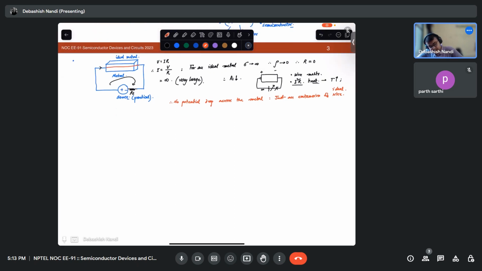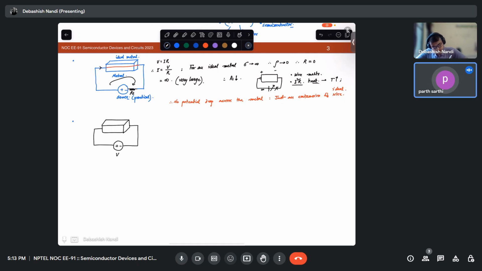Now tell me, what happens if this block is an insulator? It acts as an open circuit. So no current will flow, right? I equals 0. Yes, sir. I will be equal to 0. It will act like this, as an open circuit.